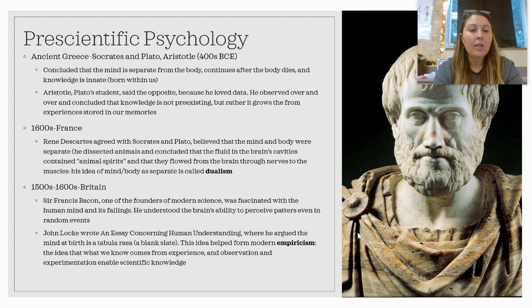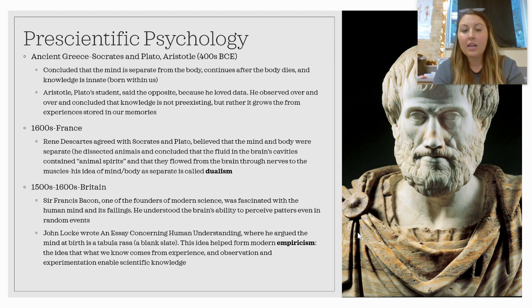Then in the 1500s and 1600s in Britain, Sir Francis Bacon, you've probably heard of him. He was the founder of the scientific method. He was fascinated with the human mind and its failings, and so he understood the brain's ability to perceive patterns, even in random events.